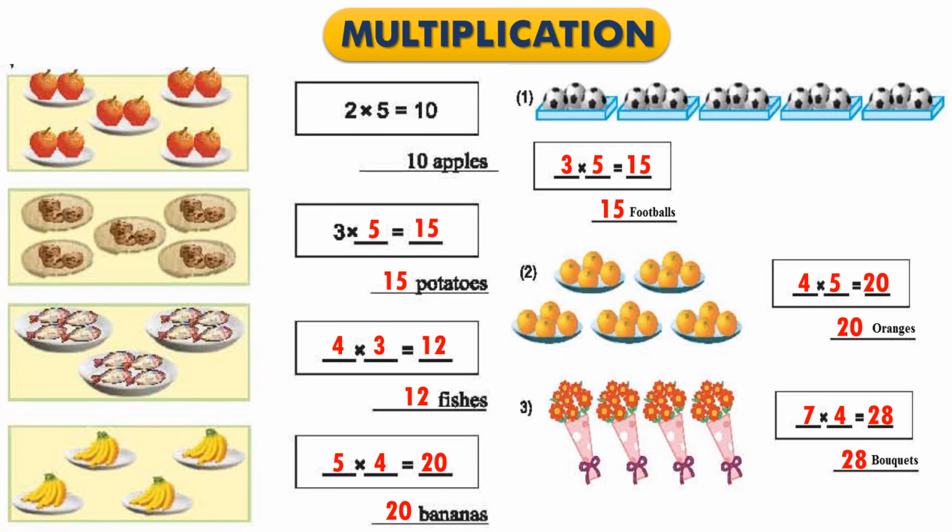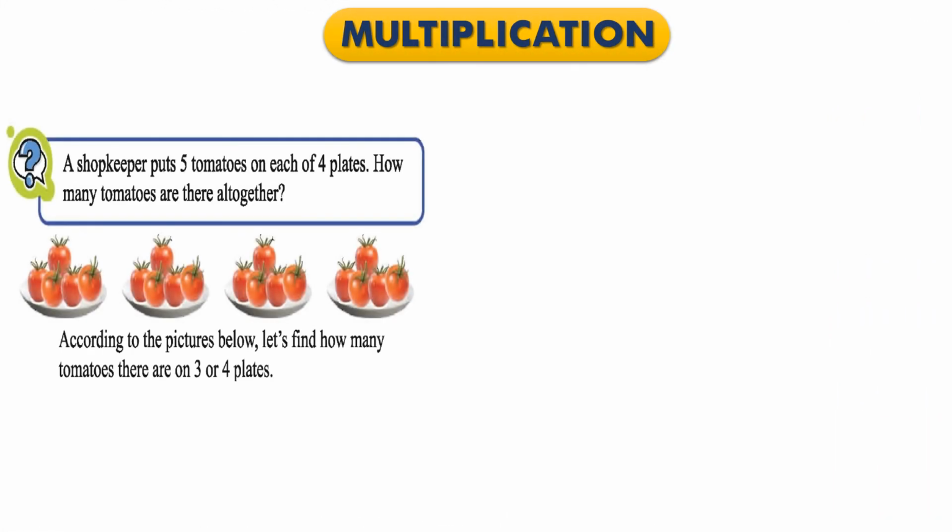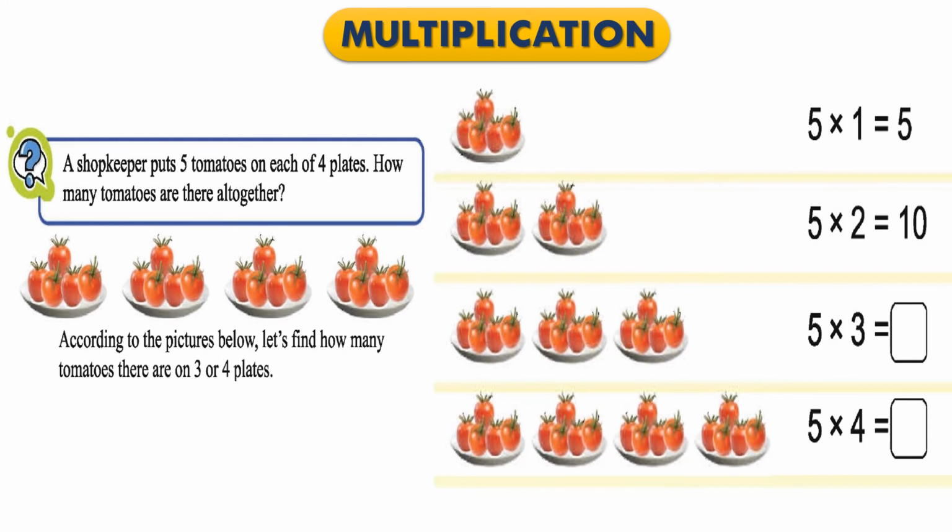Well, I hope right now you are understanding what multiplication is all about. Let's have a look at another example. You can see that a shopkeeper puts 5 tomatoes on each of 4 plates. How many tomatoes are there altogether? Looking at the pictures below, let's find how many tomatoes there are on 1, 2, 3 or 4 plates. Now we will count how many tomatoes there are. In the first picture, you can see that in one plate there are 5 tomatoes.